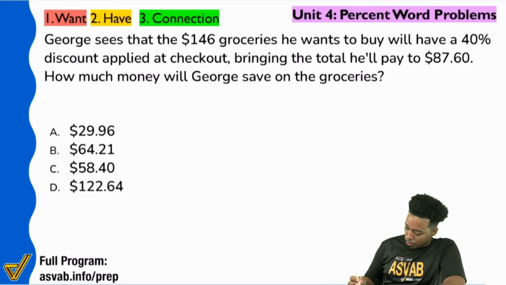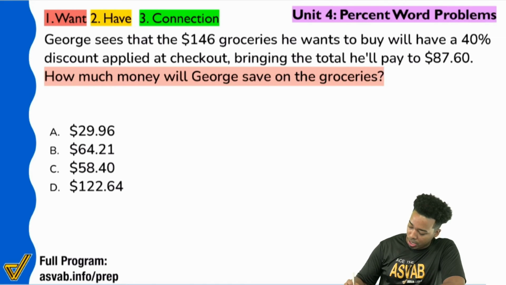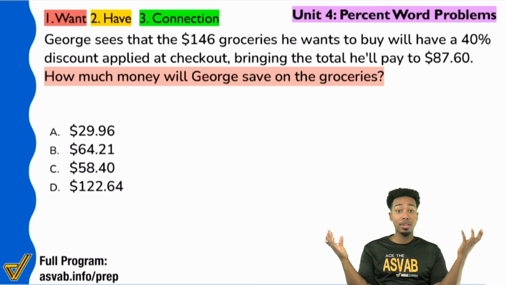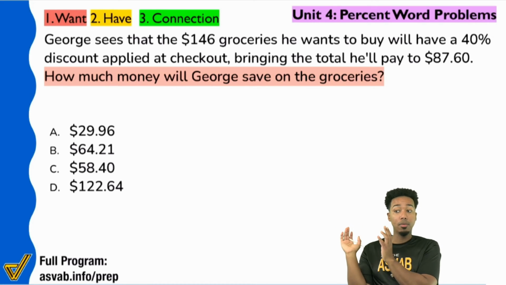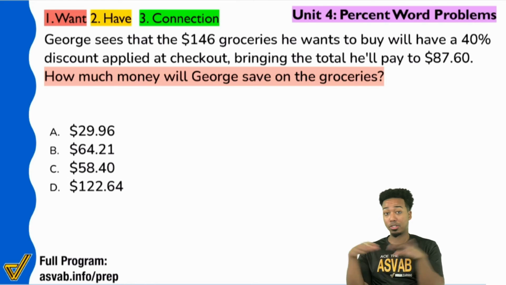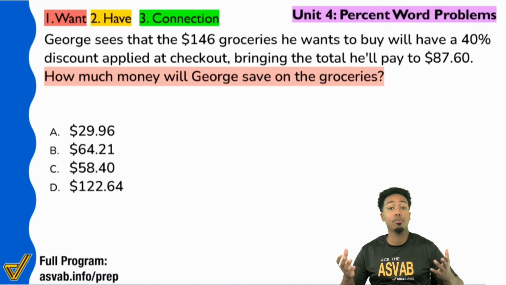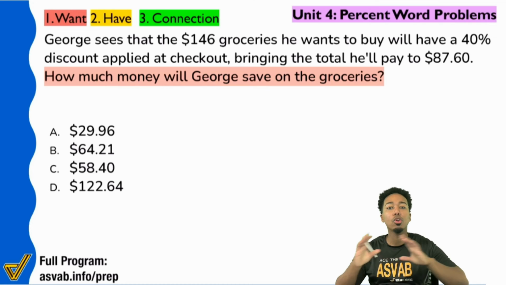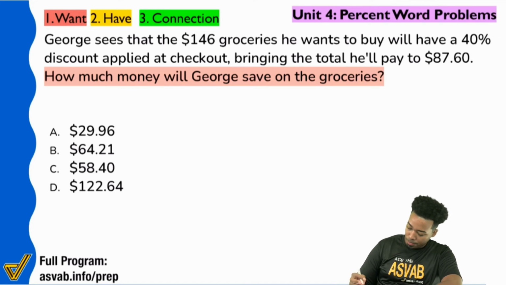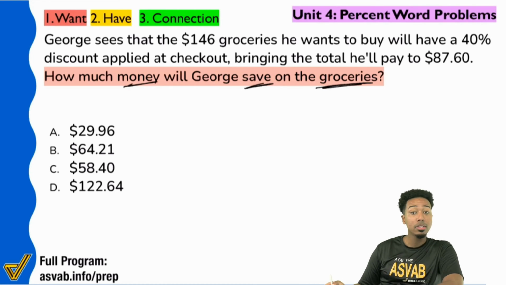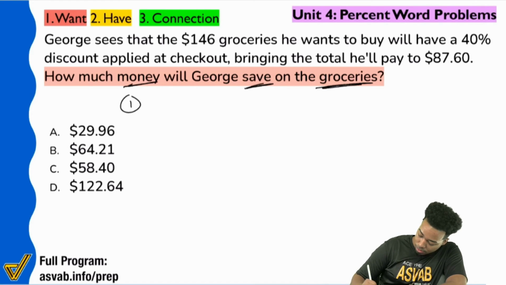First things first, read the question. How much money will George save on the groceries? Now, I haven't read the whole problem yet. These are problems that I pulled from my question bank and I haven't solved them yet. So I can guarantee you that from your perspective, this is doable. Read the question first. I have no idea what the problem's about, but I do know that we're talking about saving on groceries and we're talking about money. So we want to know how much George saves, so we can phrase that like that.